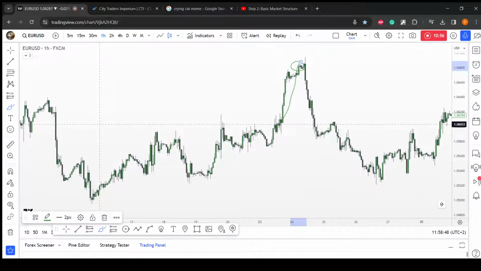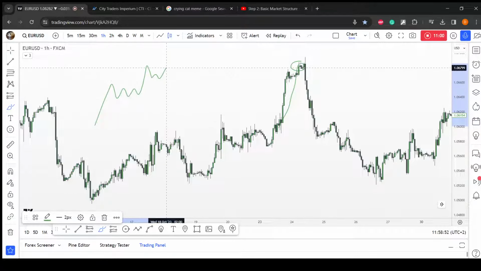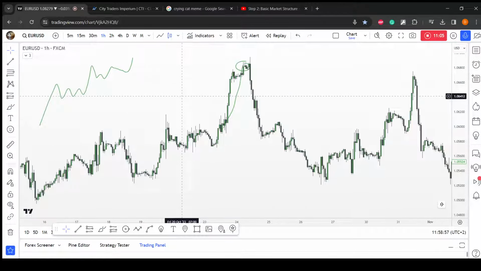The best setups happen when you have wave-like calm structure, something like this. So you have a systematic, continuous move.